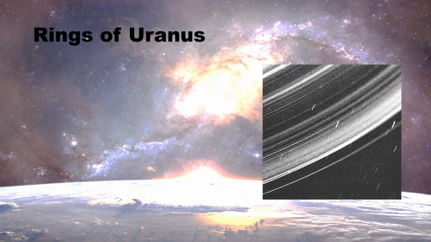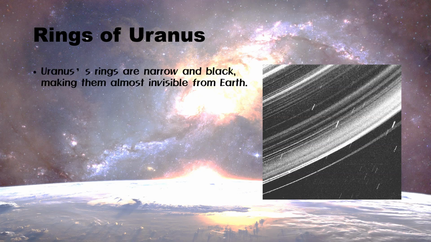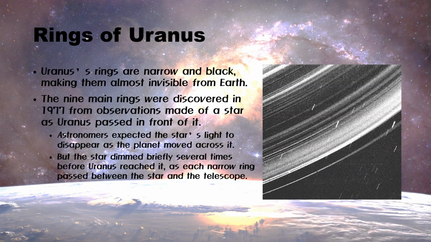Now, with that being said, let's look at our next set of rings, which is the rings of Uranus. Now, Uranus's rings are narrow and black, making them almost invisible from Earth, which is why often when you look at Uranus, the depictions, you don't necessarily see the ring system around it. The 9 main rings that are part of Uranus were discovered in 1977 from observations made of a star as Uranus passed in front of it.